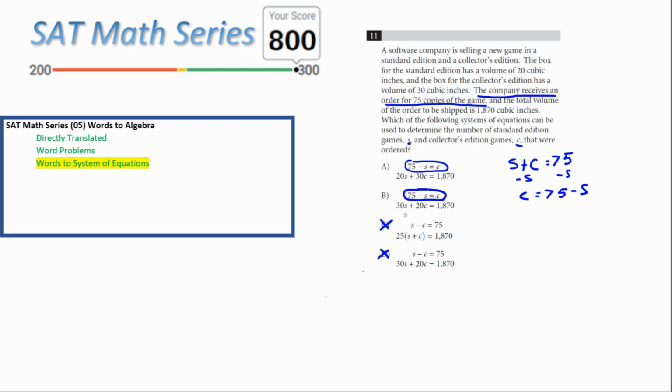What is our second fact? That is the total volume to be shipped is 1,870 cubic inches. Well, we can multiply each of the individual volumes. It's 20 for the standard edition. So 20 times the number of standard editions will be the total volume taken up by the standard editions. And if you were to add that to the total volume taken up by the collector editions, that must equal 1,870. So hopefully that makes good sense to you.